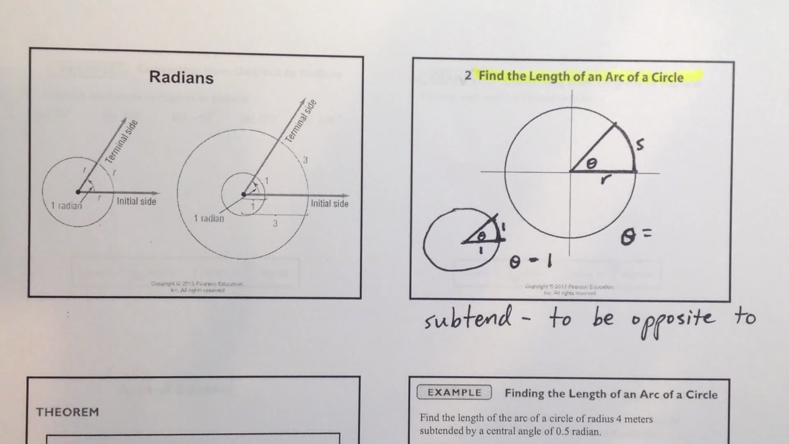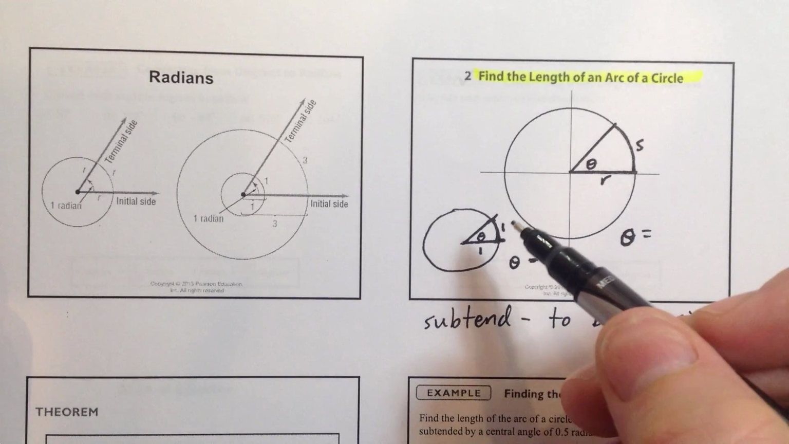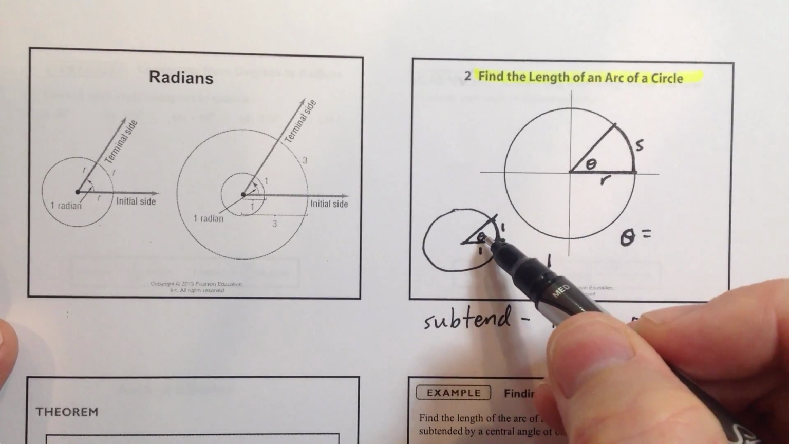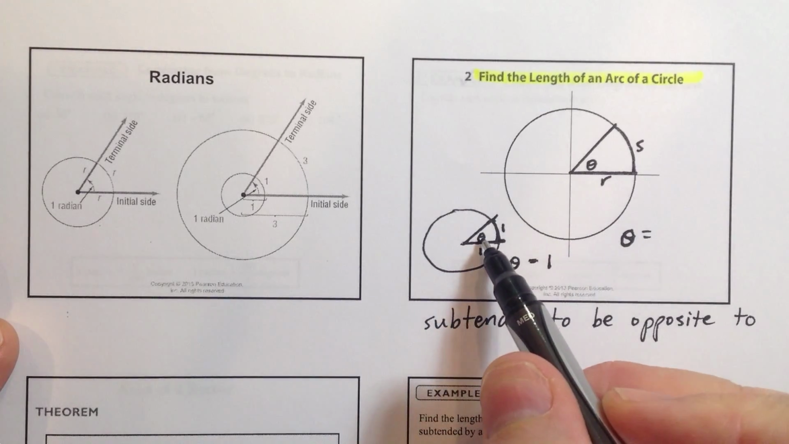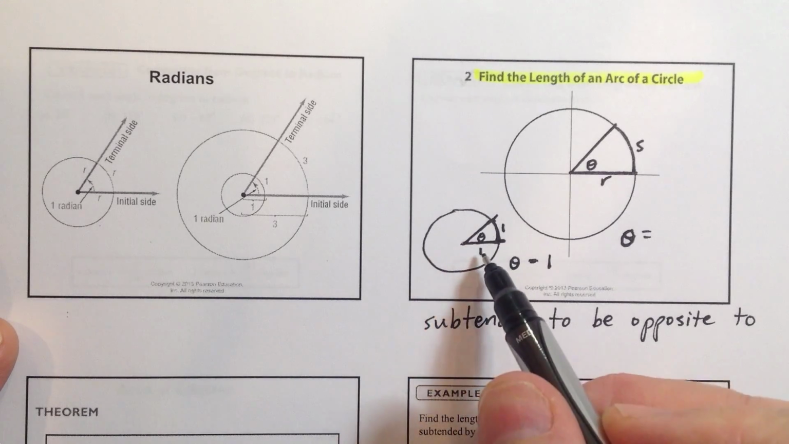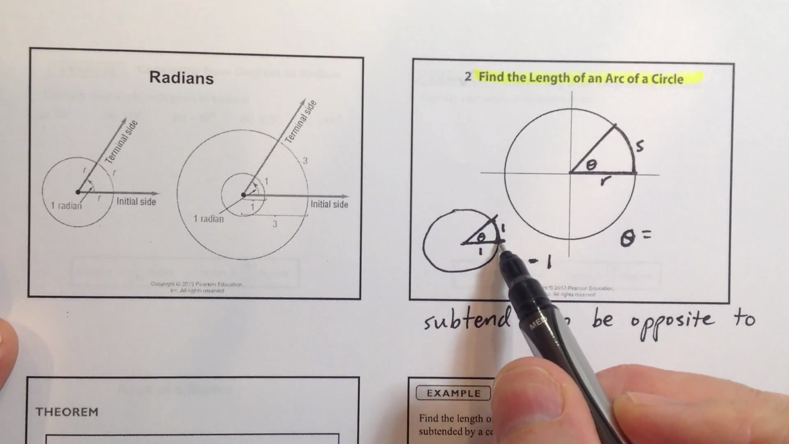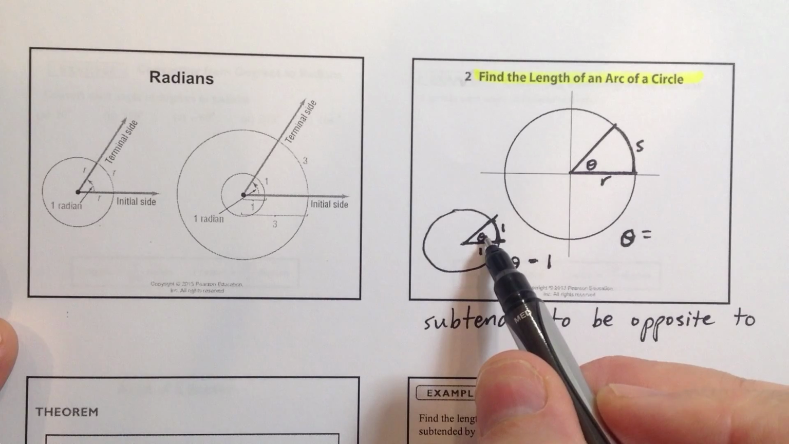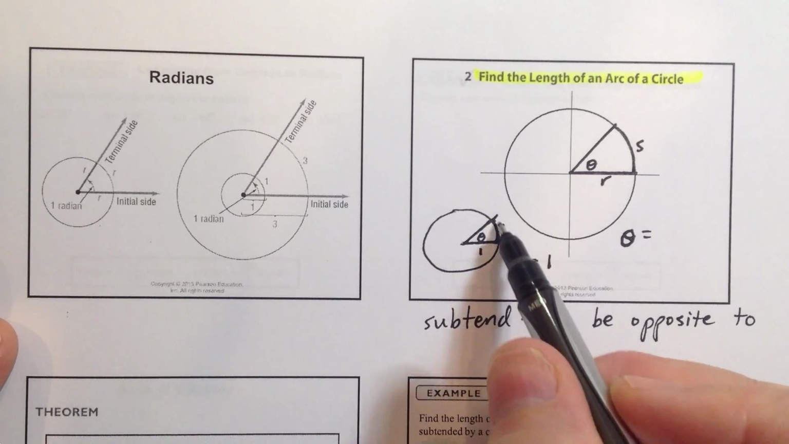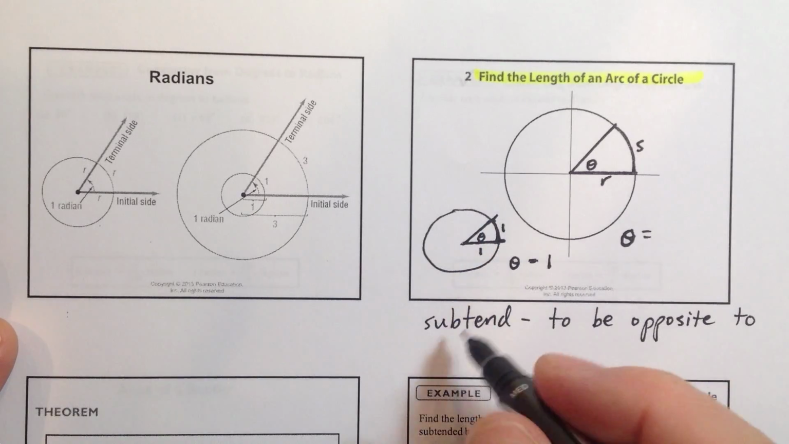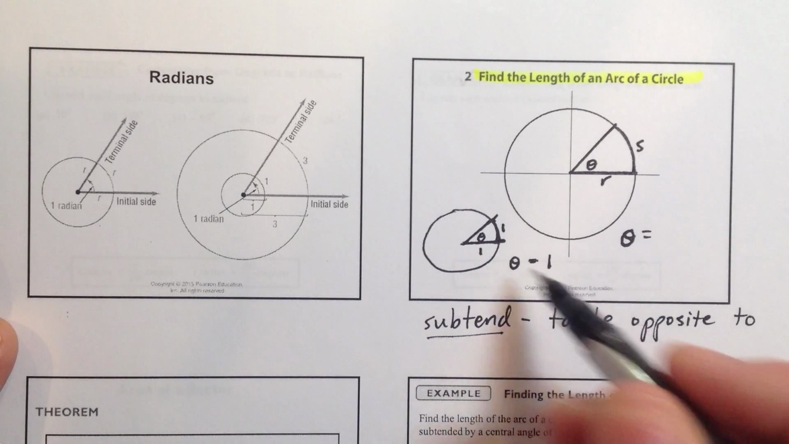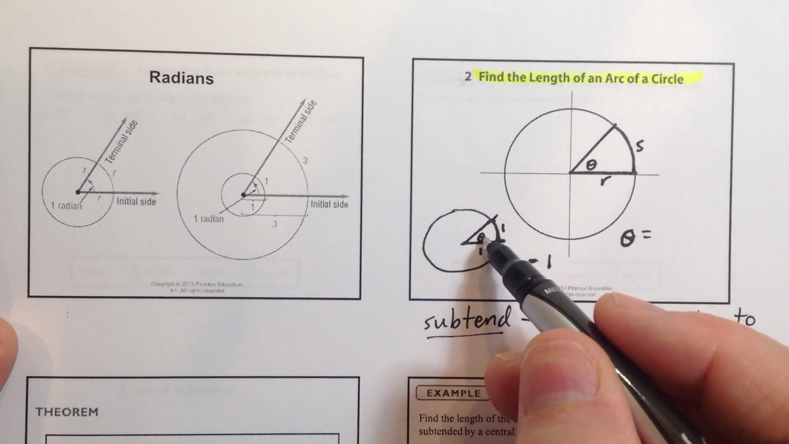So second on our list of concepts to cover today is finding the length of an arc of a circle. Initially, when we were talking about the radian measure of an angle, we were talking about it in terms of the unit circle, with radius 1, where the radian measure of an angle is equal to the length of the subtended arc. Subtended means opposite to, so the arc opposite the angle.